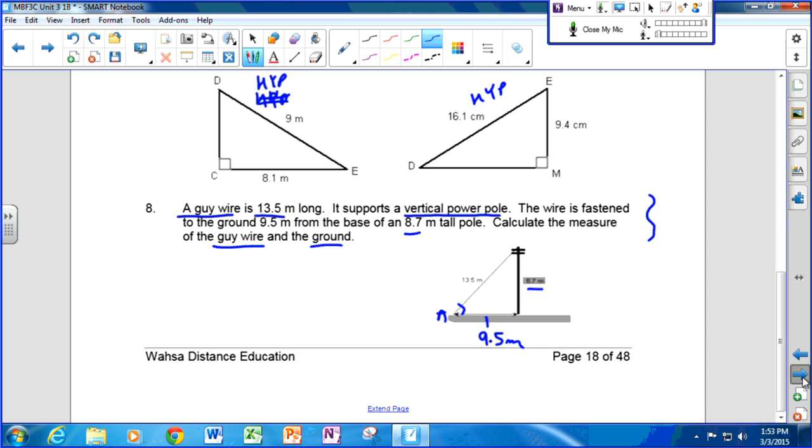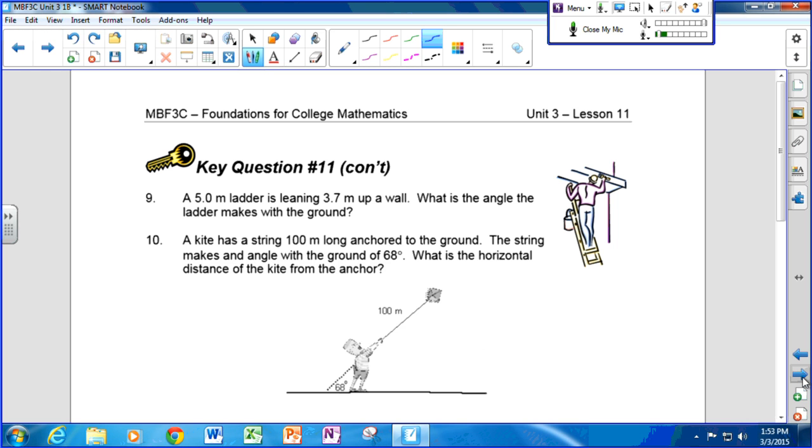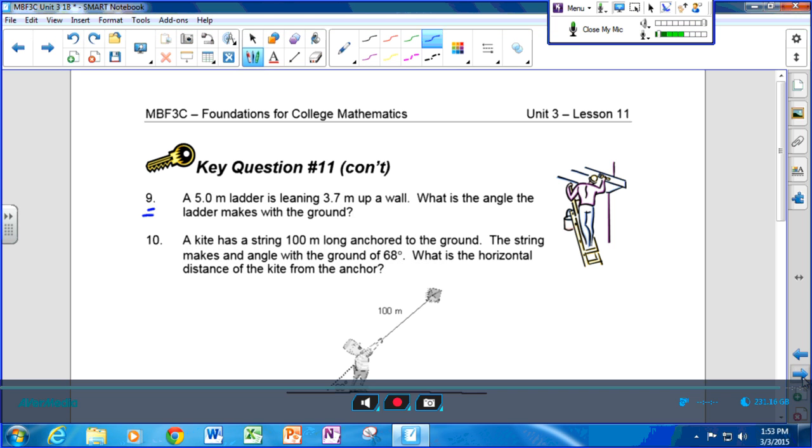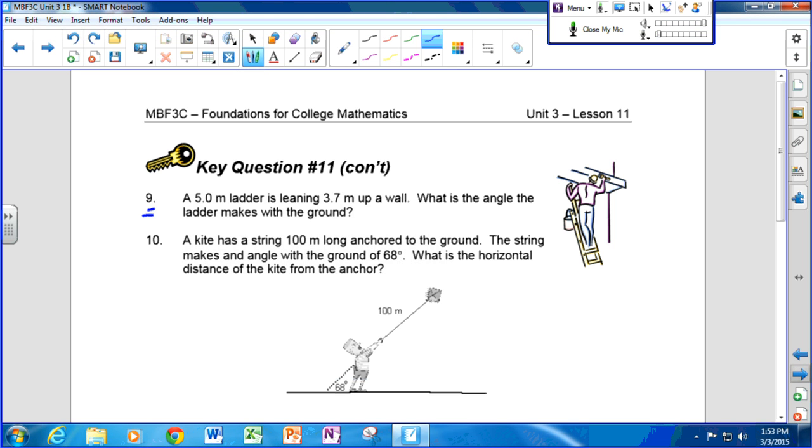That's kind of neat. Okay, now for question 9, this is the sort of thing that once you draw a diagram of it, it'll be a piece of cake. Okay? A 5-meter ladder is leaning 3.7 meters up a wall. So there's your wall. Okay, that's the ground. I'm going to draw the ladder in red. There you go. It's 5 meters long. That's our ladder. And it says in the question it's 3.7 meters up a wall. So that means this is 3.7 meters. That's that distance right up there, you see?